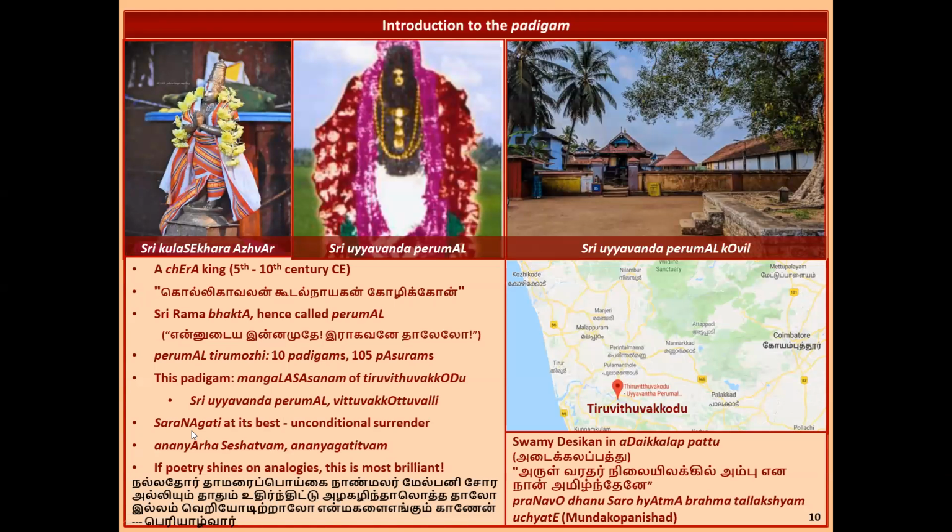But what is the means? What is the upayam to get to Emperuman? Well, the upayam is also Emperuman. You have to hold on to his feet. You have to surrender to him in order to get to him at Paramapadam. So in Sri Vaishnavism, we say that both the upayam and the upayam are Emperuman. And this particular Padigam talks about that upayam of Sharanagati in very unmistakable terms.